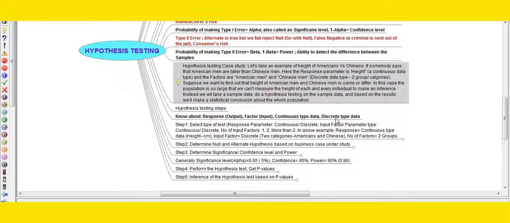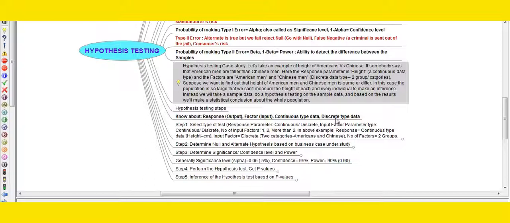So this is the data which is making some categories, like in case of pizza there were two pizza brands, brand A, brand B, there may be brand C and D also. So these are the distinct categories, so these are the discrete type of data.